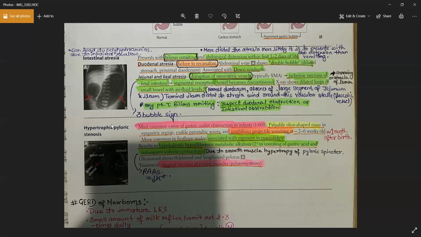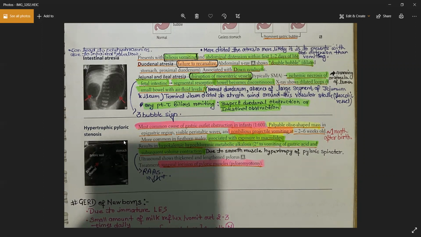So any doubt on these two things? I have a question. Why do we have three bubbles in jejunal atresia, like in duodenal atresia it is the air in the proximal duodenum and the stomach? Why in jejunal and ileal atresia are we seeing a third bubble?